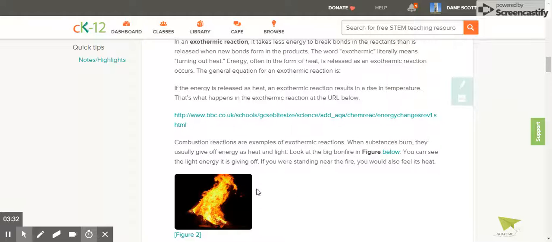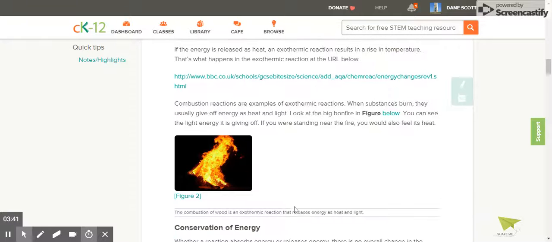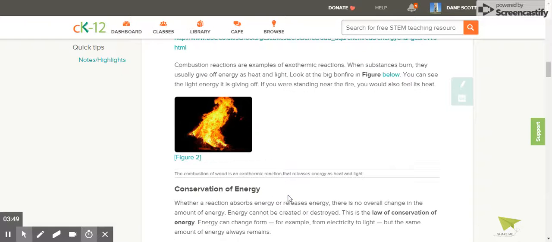Combustion reactions are examples of exothermic reactions. When substances burn, they usually give off energy as heat and light. Look at the big bonfire below. You can see the light energy it is giving off. If you were standing near the fire, you would also feel its heat.